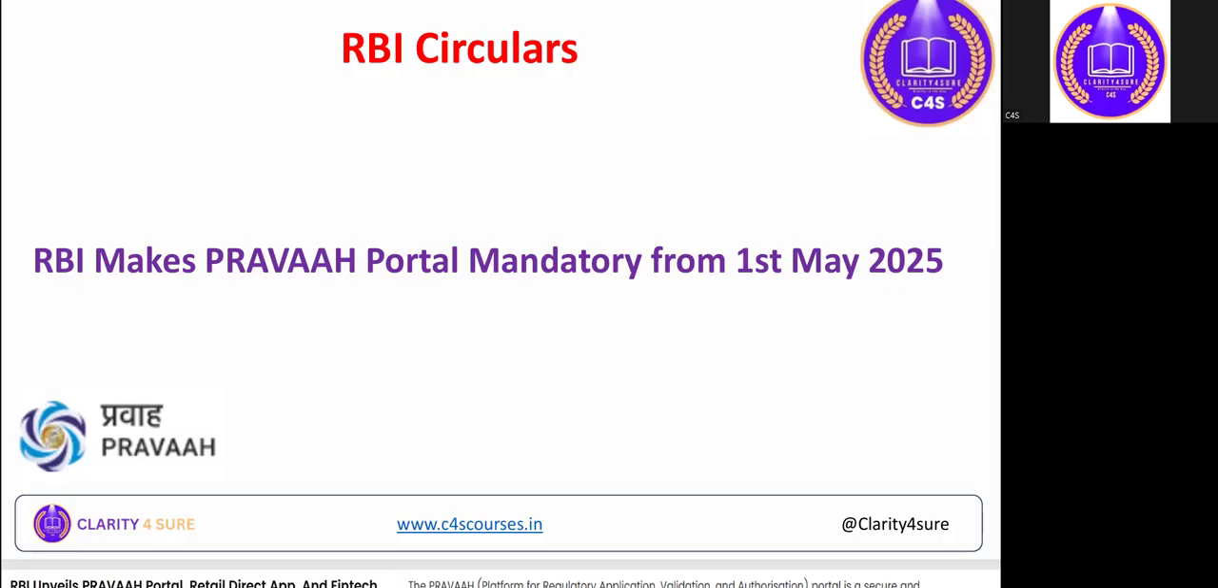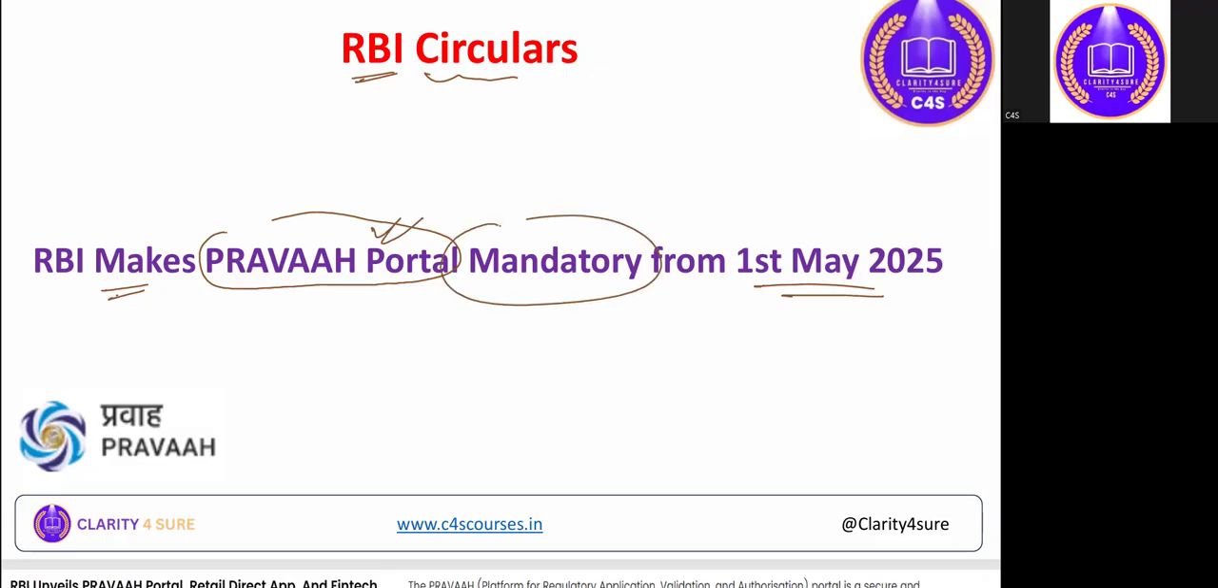Today, in this session, we will discuss the important updates with respect to the PRAVAAH portal, an initiative of RBI. All right. So, RBI circular has been released, and RBI makes PRAVAAH portal mandatory from 1st of May 2025. It is mandatory to use PRAVAAH portal in order to file application, in order to do registration. Everything we will discuss in this session. So just be with me for next 10 minutes.